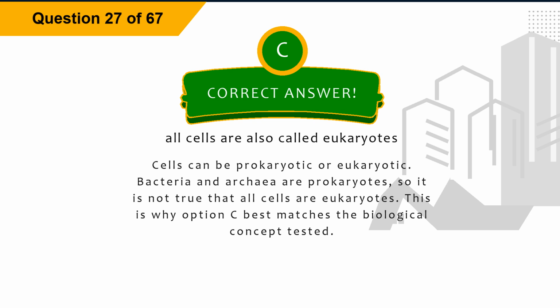Explanation: cells can be prokaryotic or eukaryotic. Bacteria and archaea are prokaryotes, so it is not true that all cells are eukaryotes. This is why option C best matches the biological concept tested.